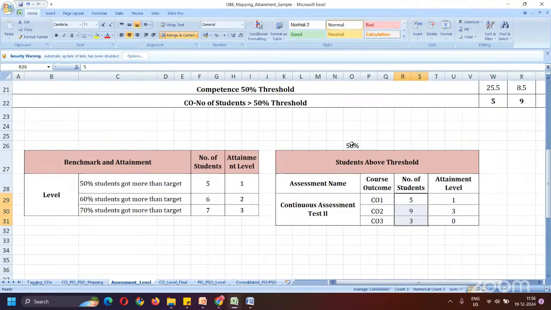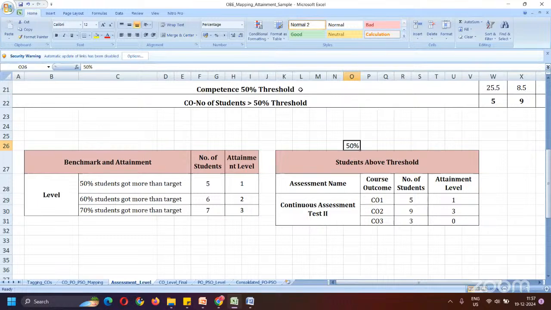Again, this 50% is up to the teacher. You can define your own. If you want to keep just the pass mark for an individual CO as your benchmark, you can keep it as 40 percent, or you can keep it as even 60 percent as your starting benchmark or attainment level. It is completely in the hands of the individual teacher. You can set the benchmark for your individual assessments.